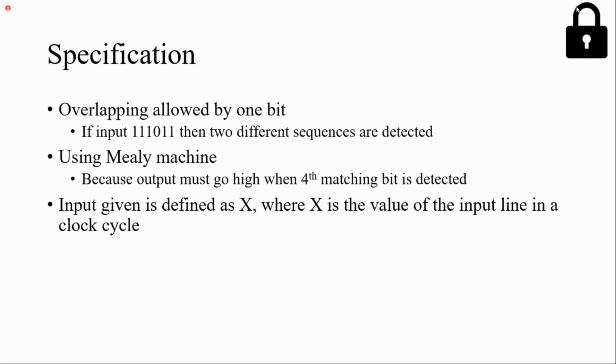So I had some specifications. There is overlapping allowed by 1 bit. So for example, if I had the input 111011, then 2 different sequences are detected. I wanted to also use the Mealy machine because the output must go high once the 4th matching bit is detected. The input is defined as x, and x is the value of the input line in a clock cycle.